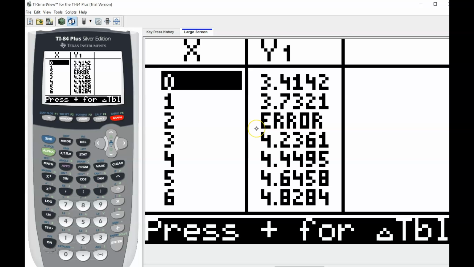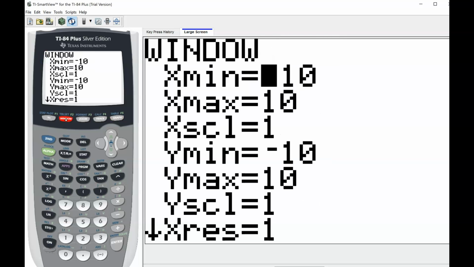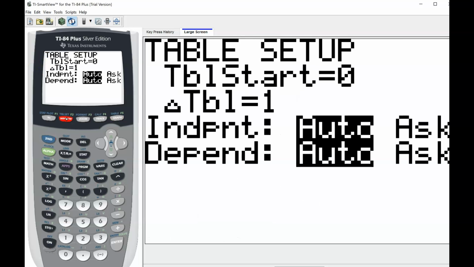But this isn't, it looks like, you might want to take a guess there. Maybe it looks like it's 4. We got to double check. So what we're going to do is change some things in our table set. So what we can do, oops, wrong one, second window, table set.